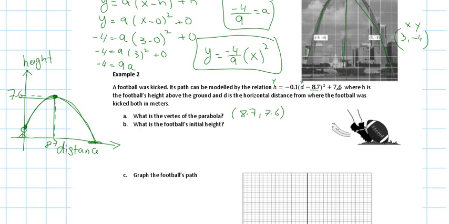This is how I always find my initial. To find the initial value, you always have to plug in 0 for whatever represents your x. Okay? So if this represents my x, right, that means I have to plug in 0 in place of d in order for me to be able to find the initial height.